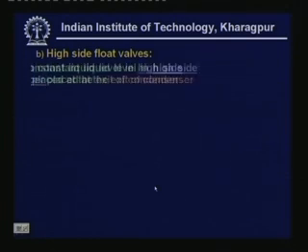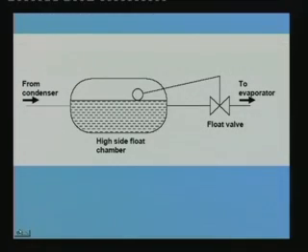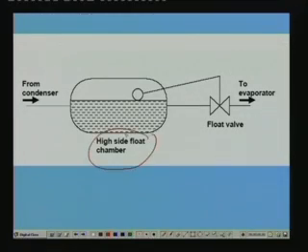So, the high side float valve maintains a constant liquid level in the high side float chamber. Okay, this is placed at the exit of the condenser. That means you have a high side float chamber. This is placed between the condenser and the evaporator. Okay, so this is the high side float valve, right.